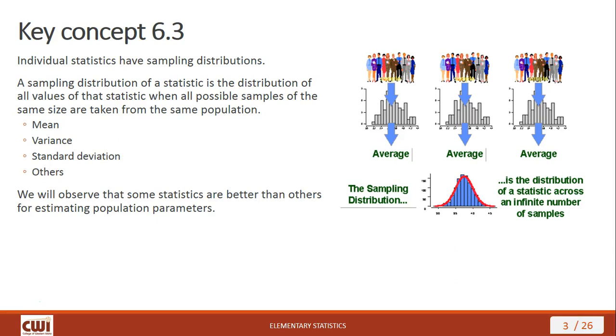So you're taking samples of the same size from a population, and you're looking at sample statistics for each of those samples that you take out of the population, and putting those values together into its own distribution. We can do this for the mean, for the variance, for the standard deviation, and quite frankly any other sample statistic that we can calculate. What we're going to observe is that some statistics are better at predicting and estimating population parameters than others. So let's get into that.